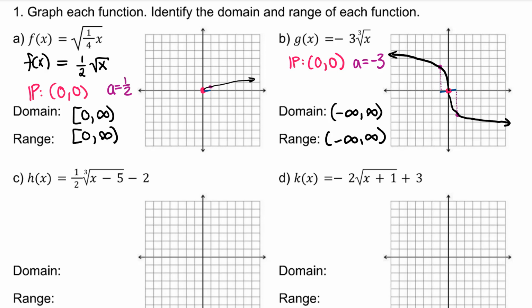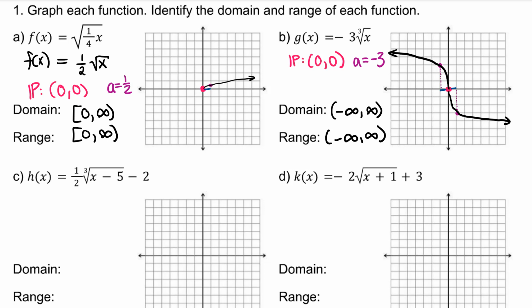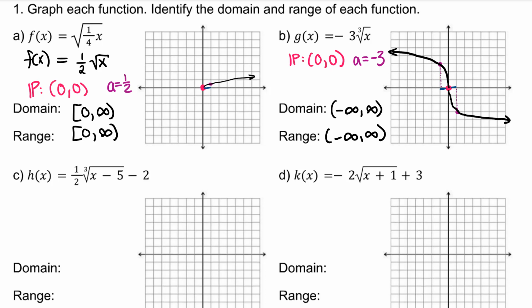So there's my function. Remember, the negative was a reflection in the x-axis, which is why this cube root function steadily decreases when the parent cube root function steadily increases. Now for part C, h is equal to 5 and k is equal to -2.